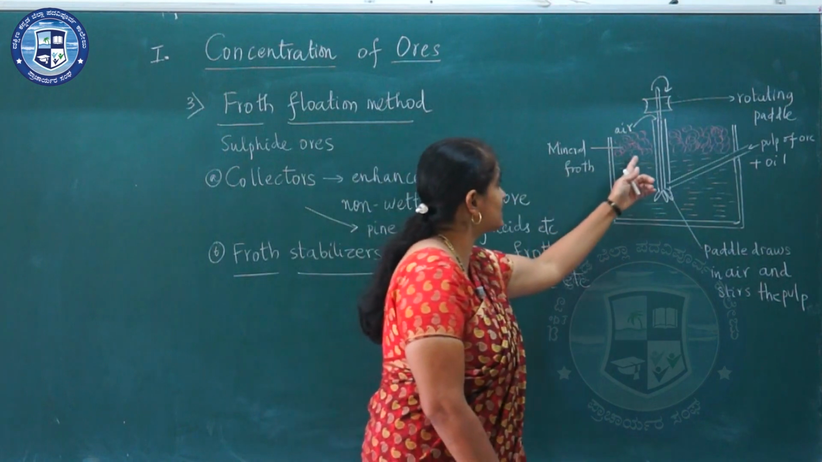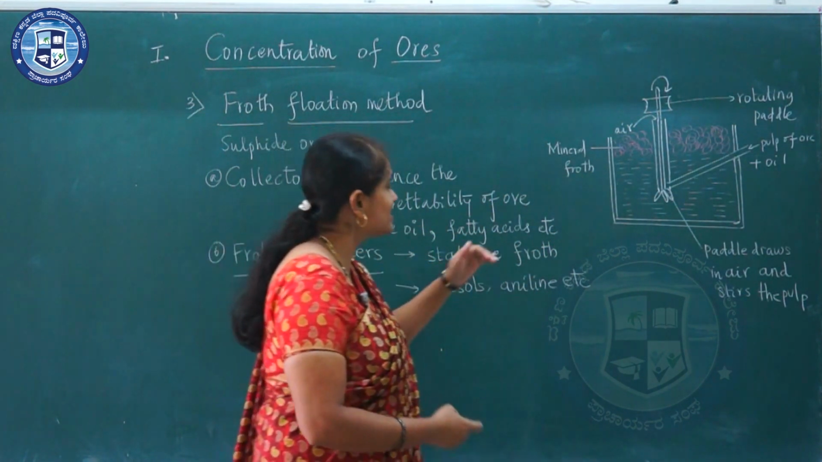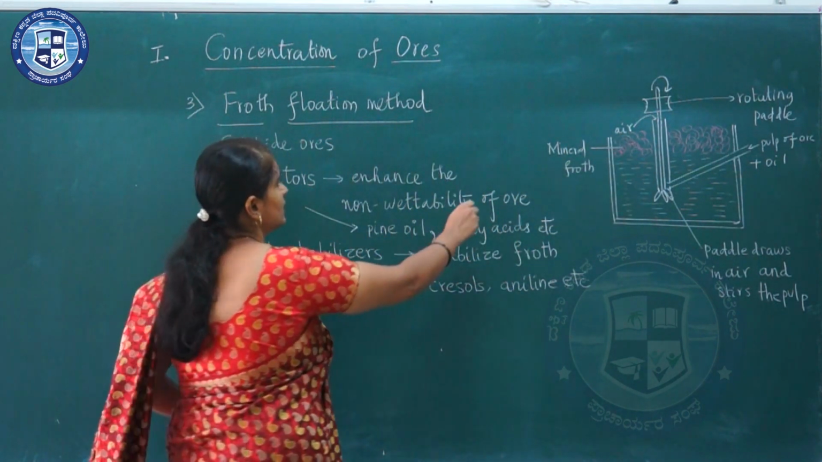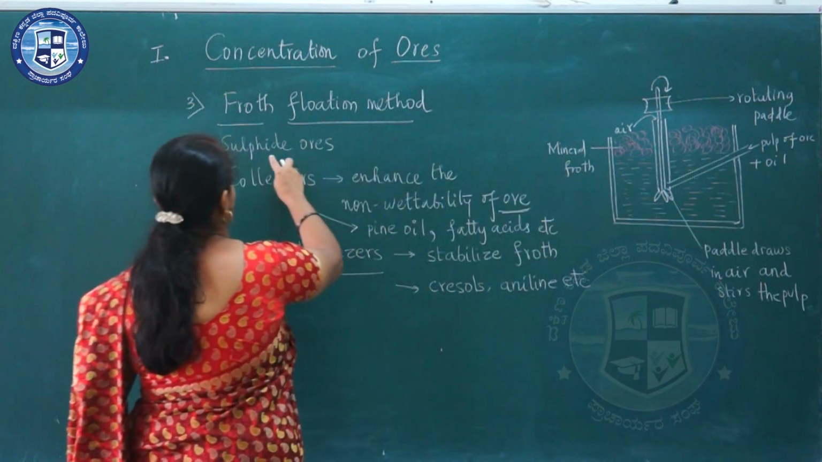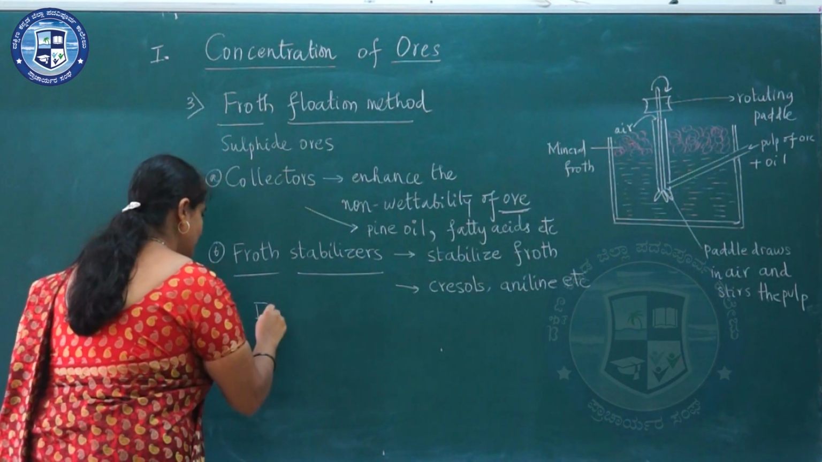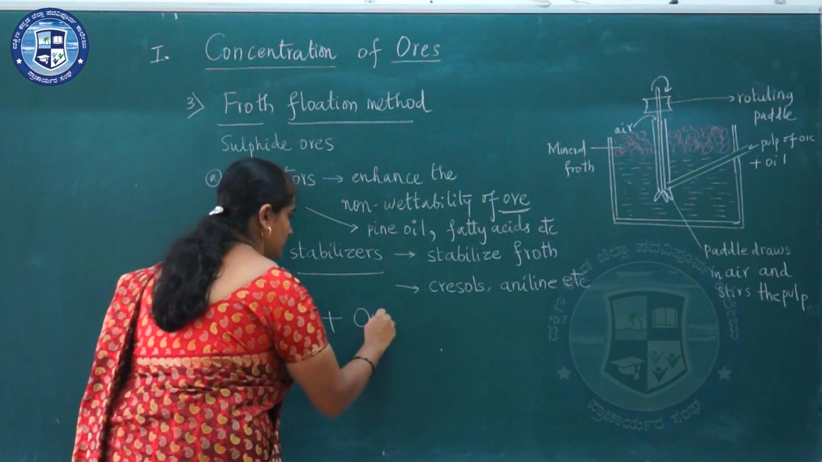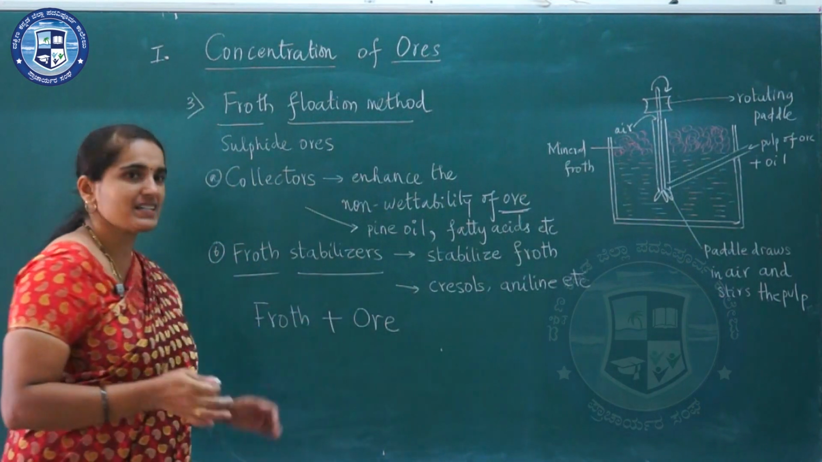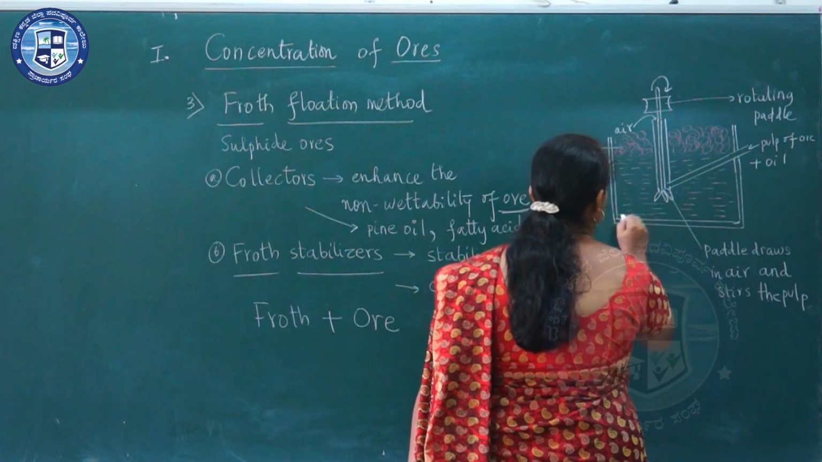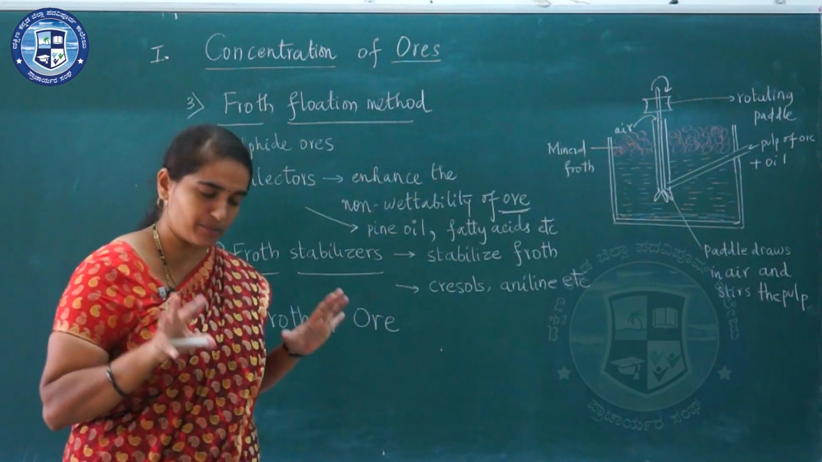Now once the froth comes, what is the speciality in this? Once the froth comes, it will come along with your ore, which is the sulfide ore. So what does the froth contain? This contains the ore. Impurities all settle at the bottom. They don't come along with the froth. They will stay somewhere here.